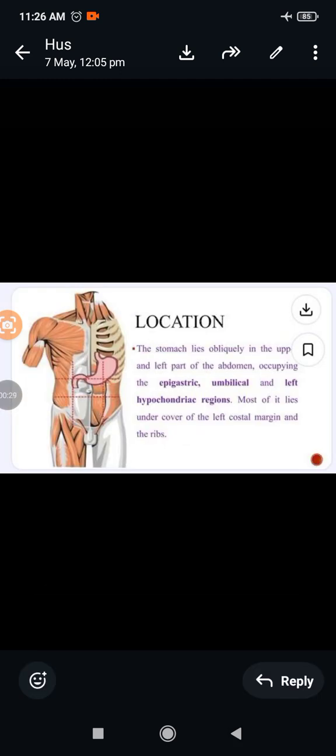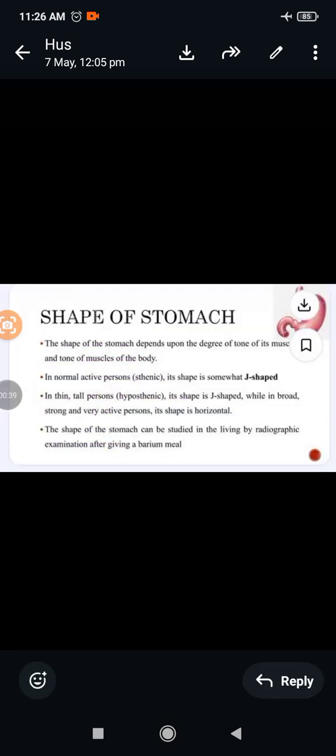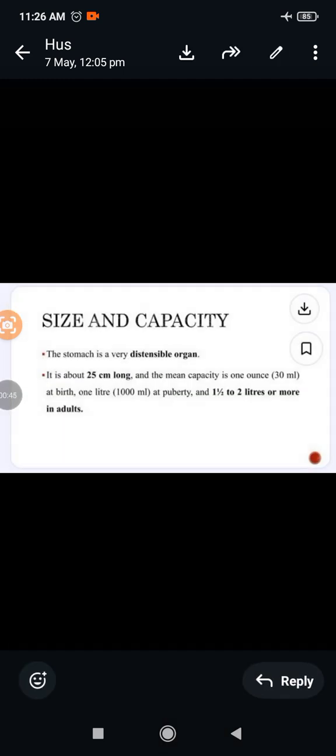Next is the location. The stomach lies obliquely in the upper and left part of the abdomen, occupying the epigastric, umbilical, and left hypochondrial regions. Next is the shape of the stomach. The stomach is J shaped. This is the size and capacity.